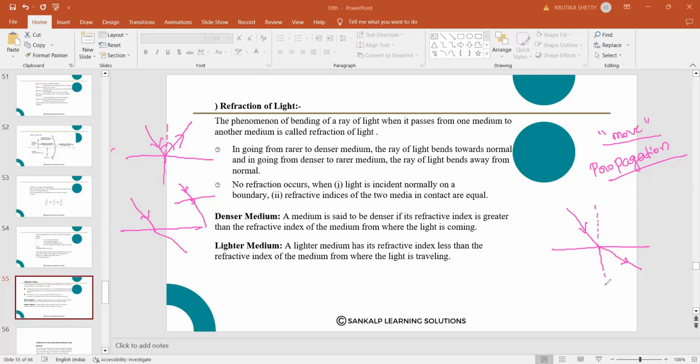So here we can show the normal drawn. This is the angle of incidence. This is the angle of refraction. What is the angle of incidence? The angle of incidence is the angle between the incident ray and the normal. What is the angle of refraction? The angle of refraction is defined as the angle between the refracted ray and the normal.